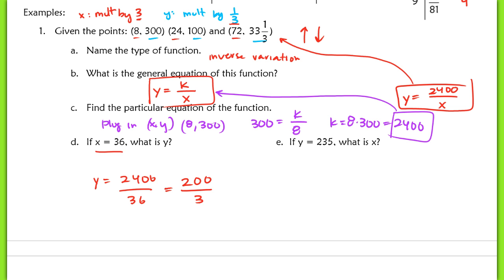Okay, so in part E here, if y equals 235, what is x? This time you're just substituting in y equals 235, and we solve for x, so we're going to multiply by x and then divide by 235. So 2400 divided by 235 is going to give me x, which gives me a really ugly number, 480 over 47. All right, so that's our first example of writing a variation function that turned out to be an inverse variation function.